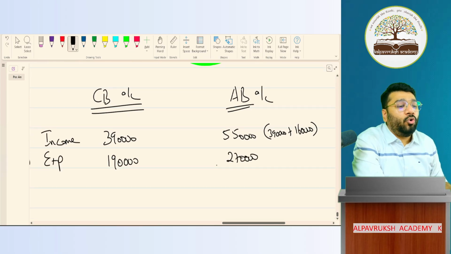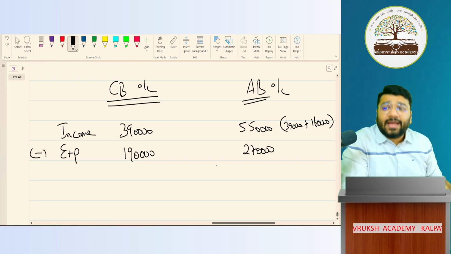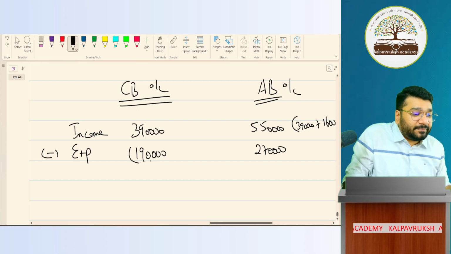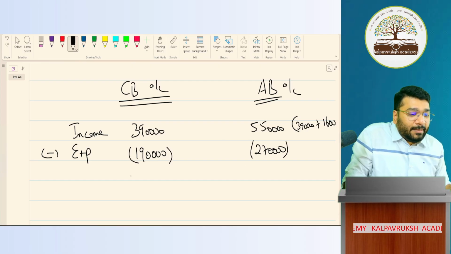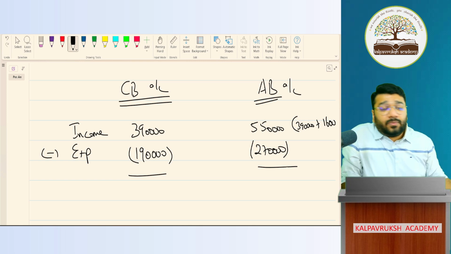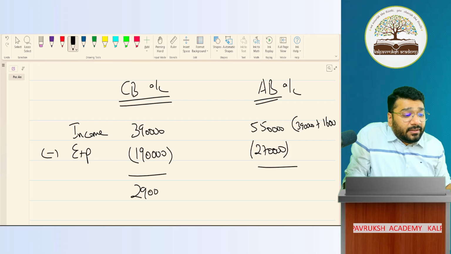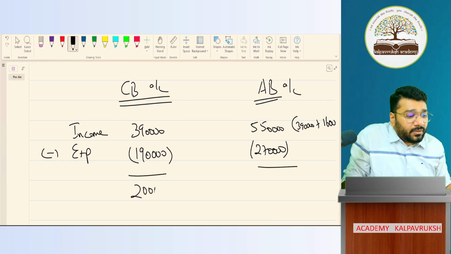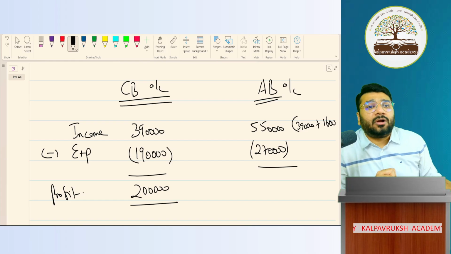2,70,000 rupees. Okay, not okay. Now if I ask you, what is my net profit? What will you say? What is the net profit? 390 minus 190 is how much? 2 lakh. This is my profit as per P&L account.